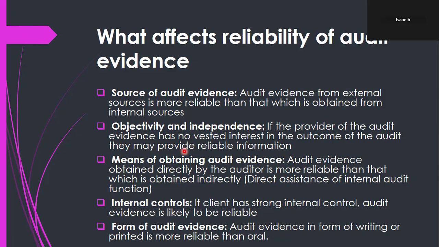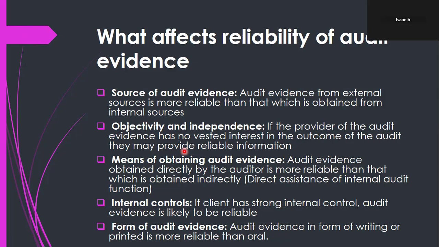Audit evidence from external sources is more reliable than that which is obtained from internal sources, right? This is what I was just explaining. The company has got 3 million recorded in the bank account, but if we confirm from the bank that 3 million actually exists, then that information is more reliable than what is recorded in the books, because in the books, the amount can be inflated, right?